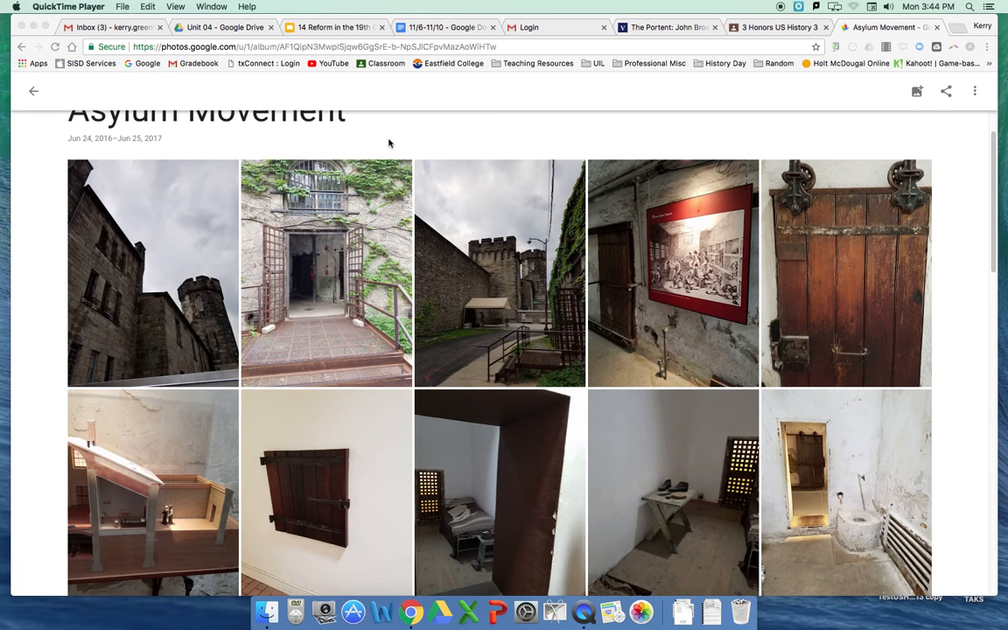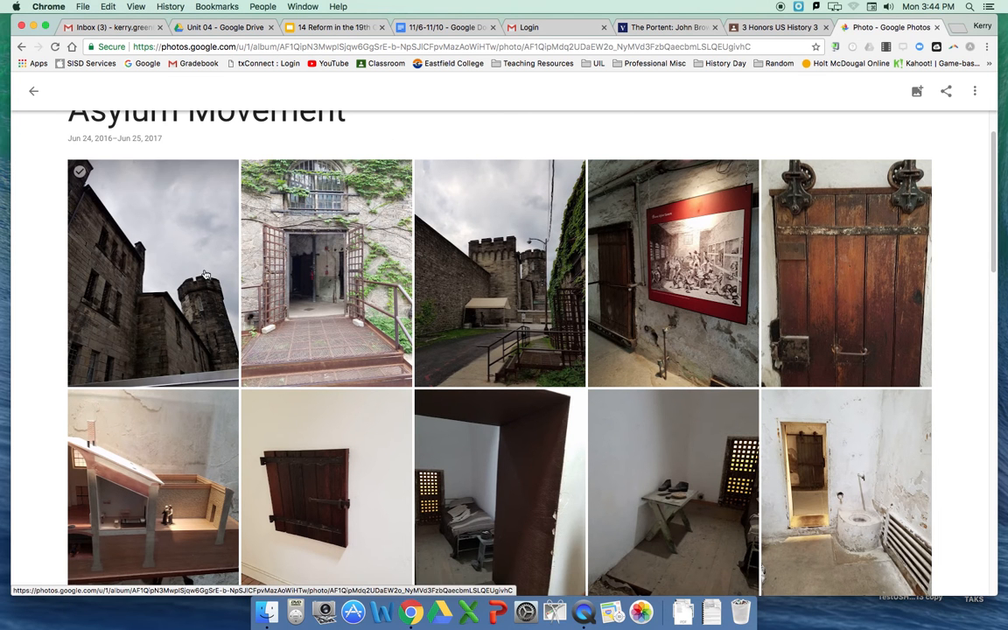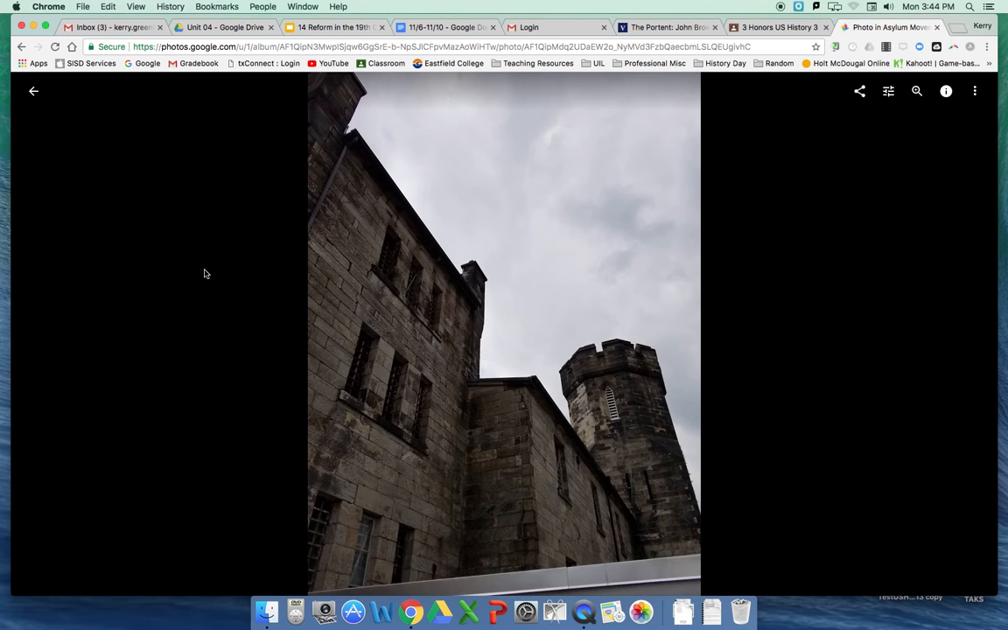So I wanted to show you a few pictures of what I was talking about with the asylum movement. This is kind of a little bit of a hodgepodge. I'm going to start first off. A couple years ago, we went to Eastern State Penitentiary in Philadelphia. This is your classic example of an asylum that was intended, it was a prison. So it's part of that penitentiary system.